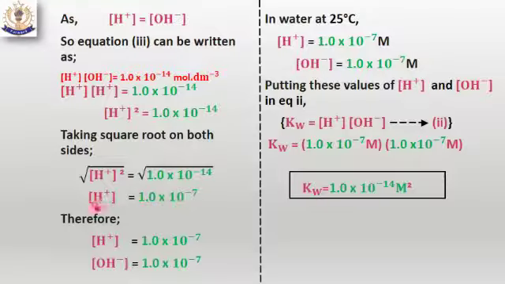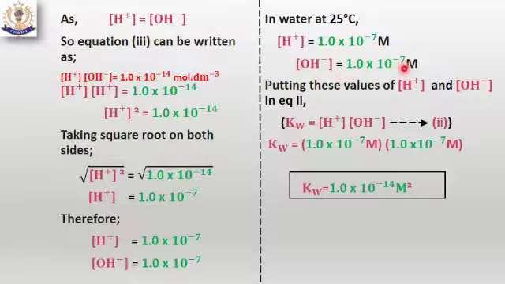It means the molar concentration of H plus in pure water is 1.0 into 10 raised to power minus 7. As both are equal, the OH minus ion concentration is also 1 into 10 raised to power minus 7. So this is the thing to remember, that at 25 degrees centigrade, at room temperature, the molar concentration of hydrogen ion in water is 1 into 10 raised to power minus 7 molar or mole per dm cube, and the molar concentration of hydroxyl ions is 1.0 into 10 raised to power minus 7 molar.